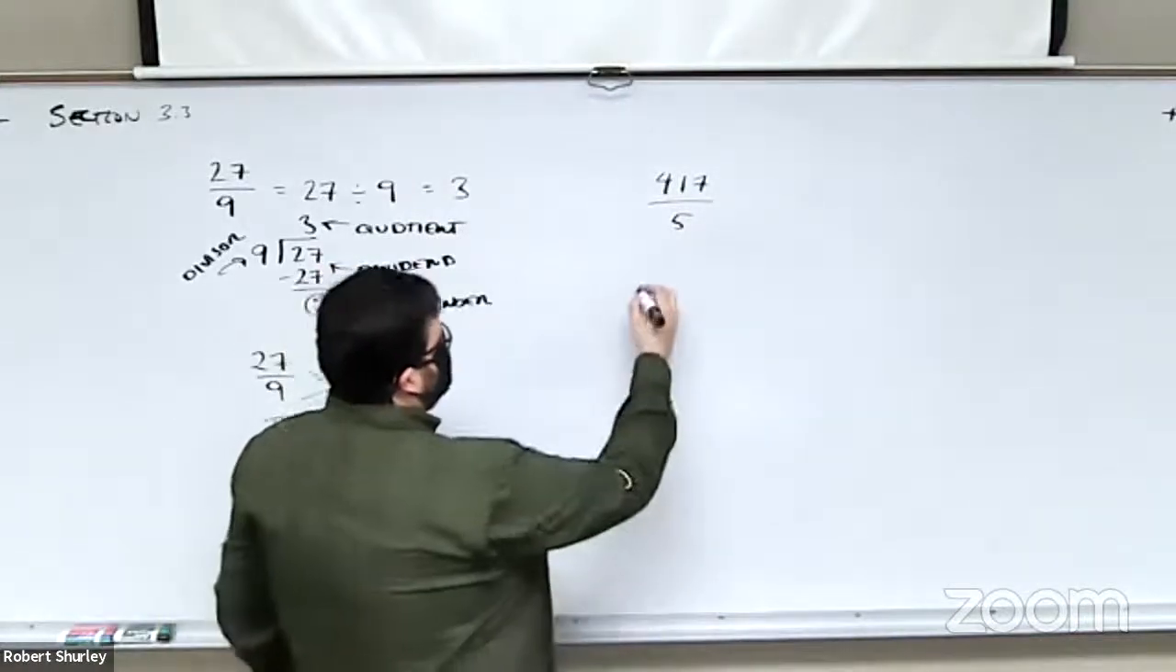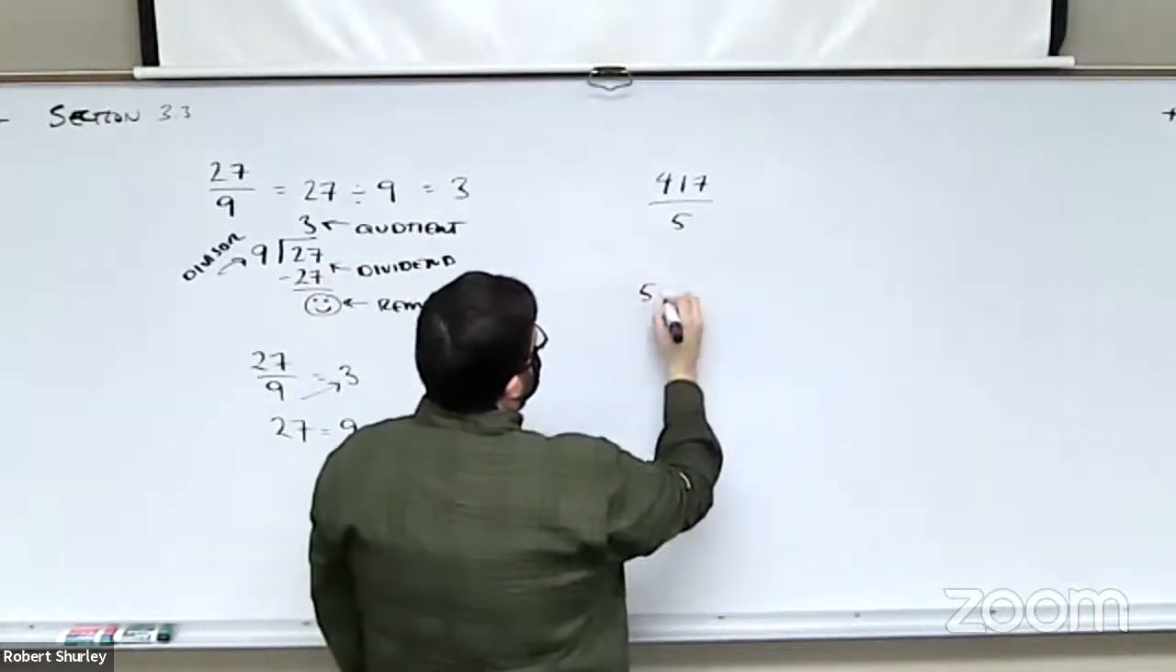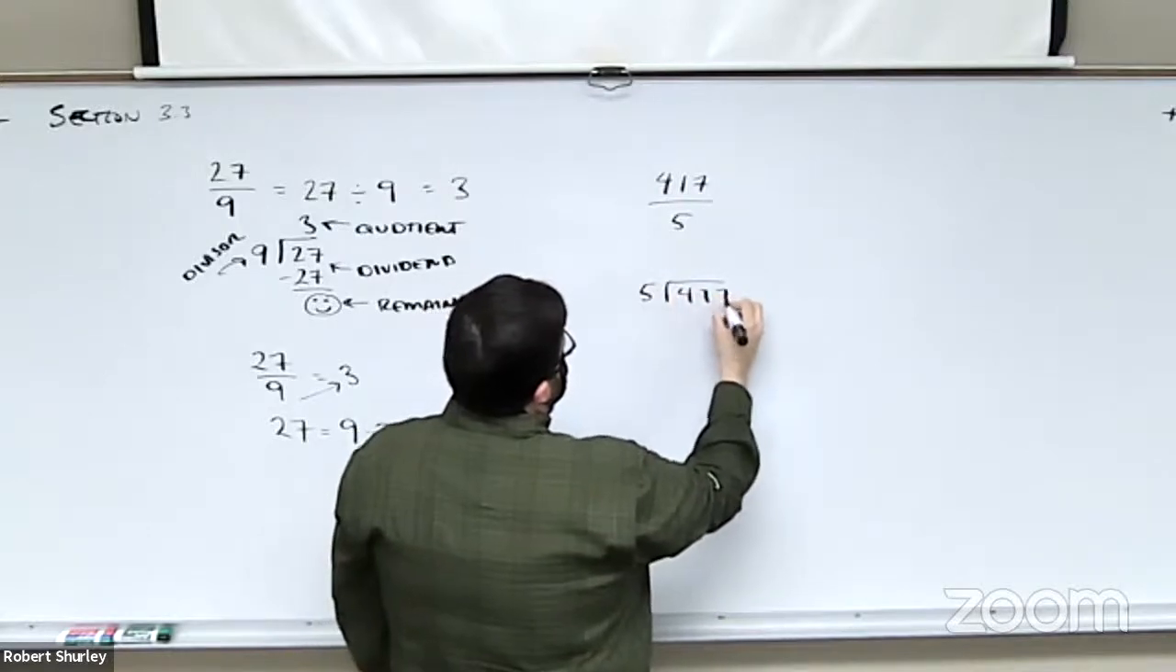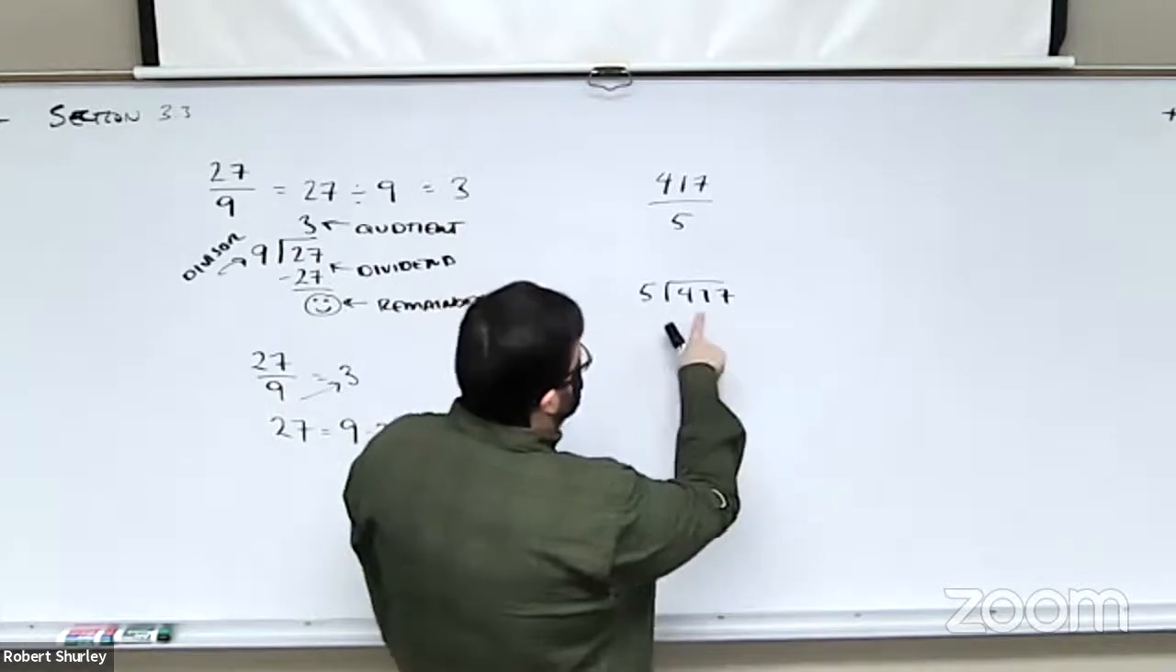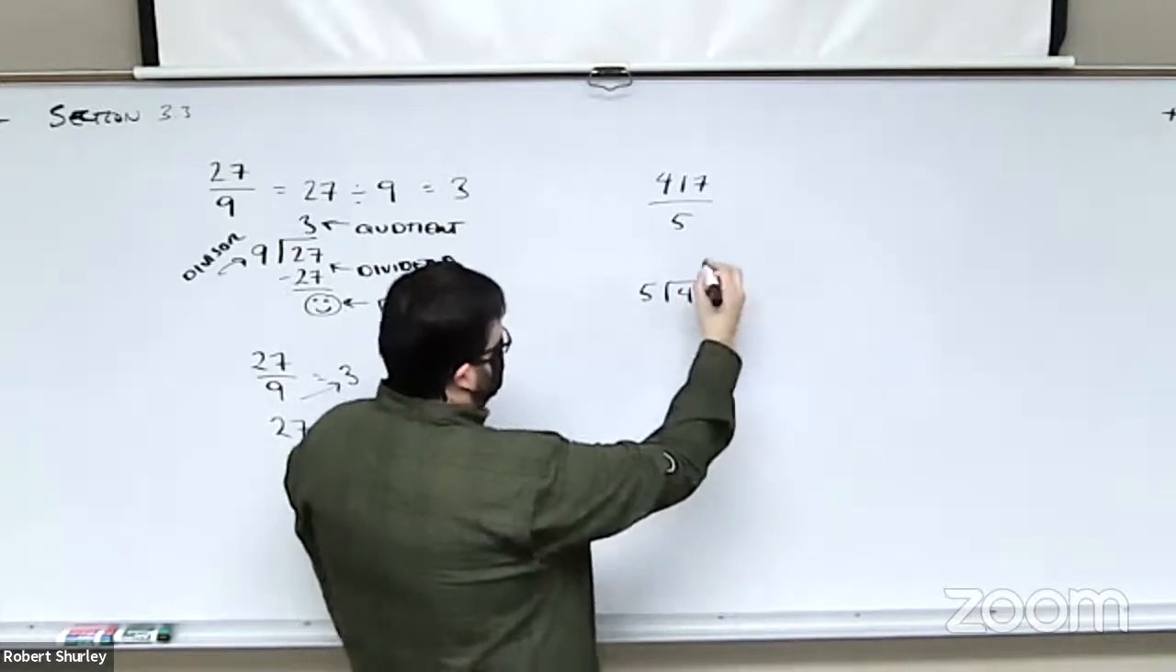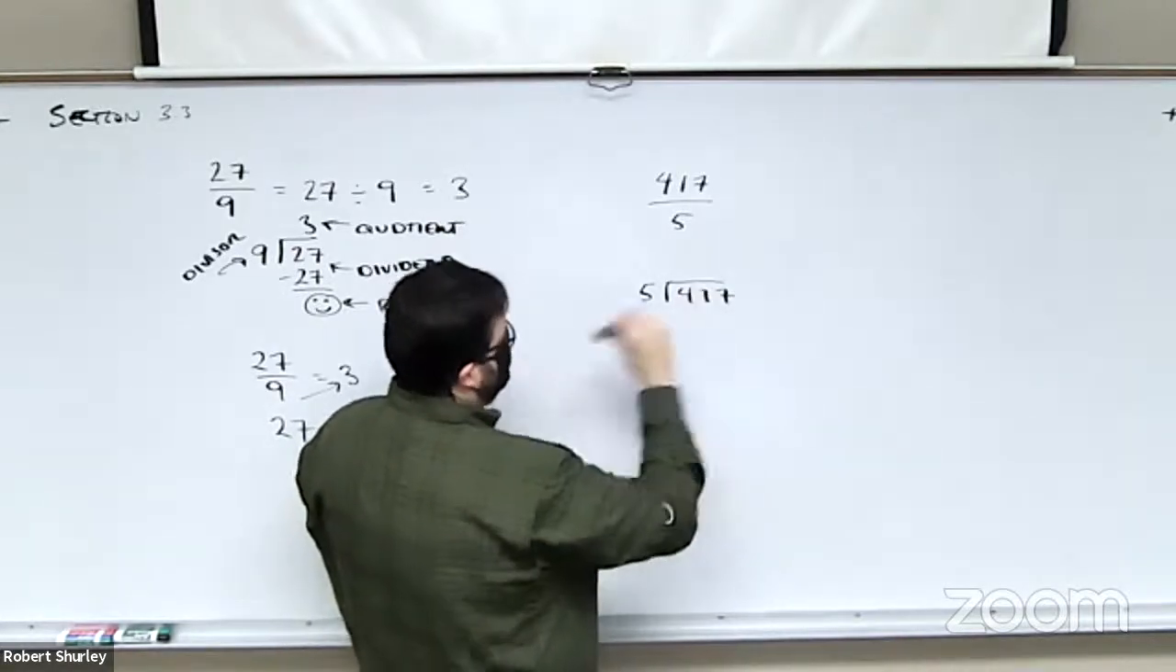So we do the same thing we did before. 5 goes into 417. Well, 5 doesn't go into 4, right? So it goes into 41, and how many times is that? 8?